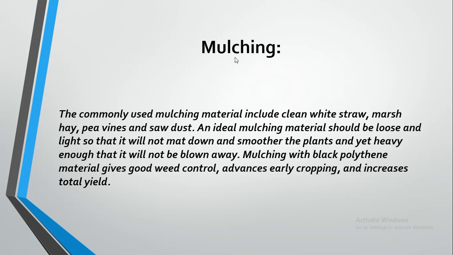Now, mulching. As I told earlier, it is the most important operation done in strawberry. We can use various mulching materials like white straw, marsh hay, pea vines, and sawdust. Mulching refers to the application of a layer so that the fruit doesn't come in direct contact with the soil and maintains an optimum quality. So an ideal mulching material should be loose and light so that it will not mat down.